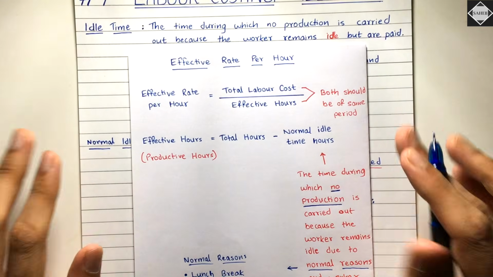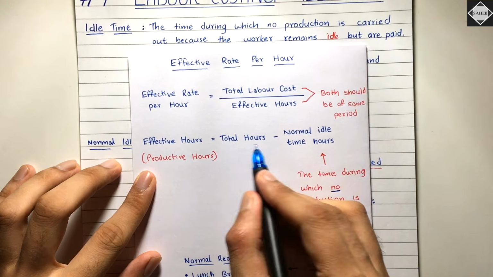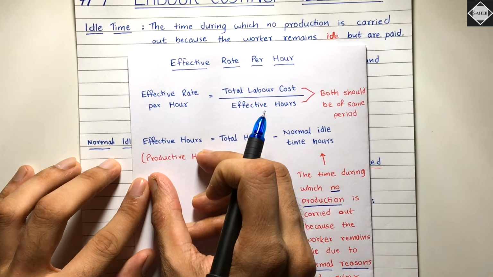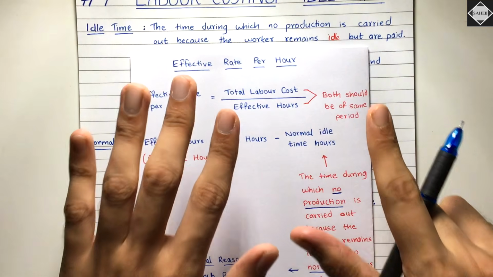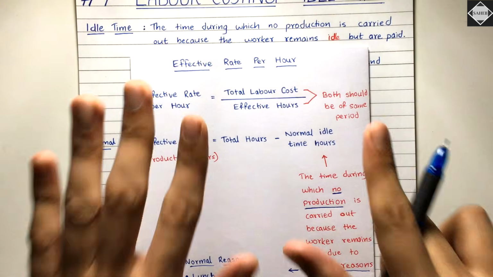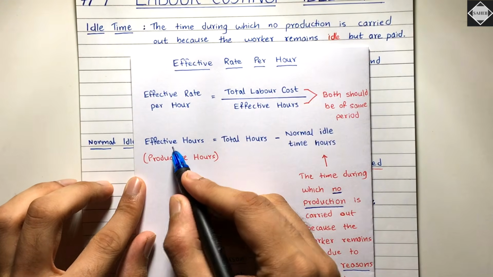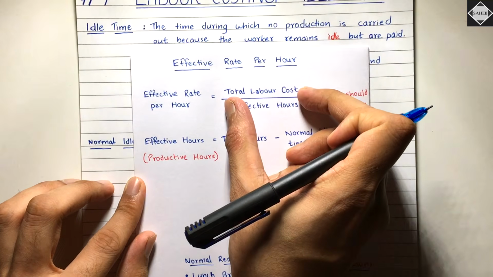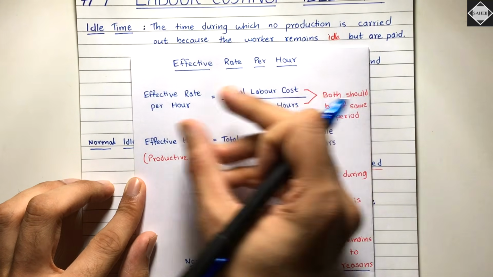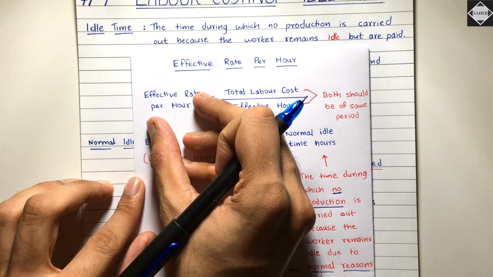Normal idle time. So what you do is you take the 8 total hours minus normal idle time, you get the productive hours. For 7 hours they were productive, they were doing the job, isn't it? Yes. So 7 hours are what? Effective hours. So you are taking the total labor cost and dividing it by 7 productive hours, you will get the effective rate per hour. Is that clear?